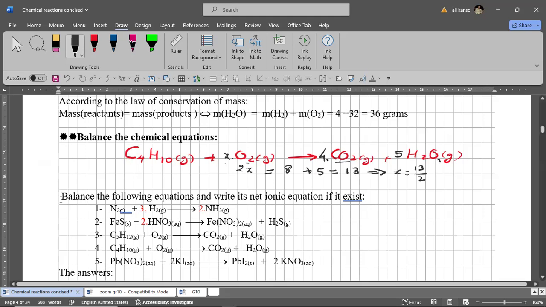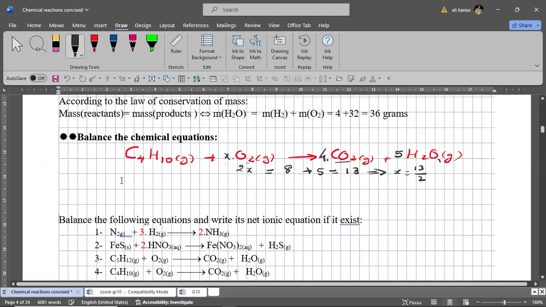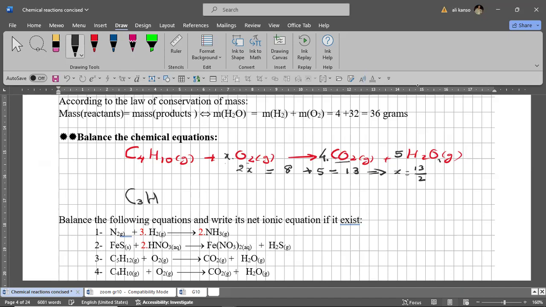We write it again. Then we have C4H10 plus, instead of x, we write 13 over 2 oxygen gas, and we get 4CO2 plus 5H2O.